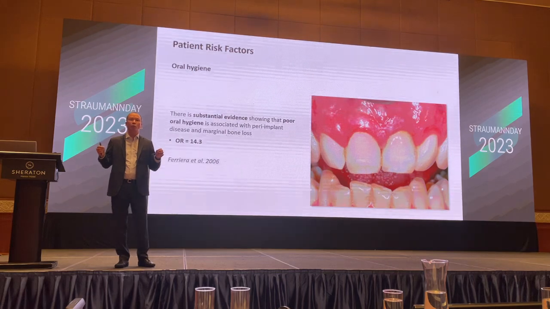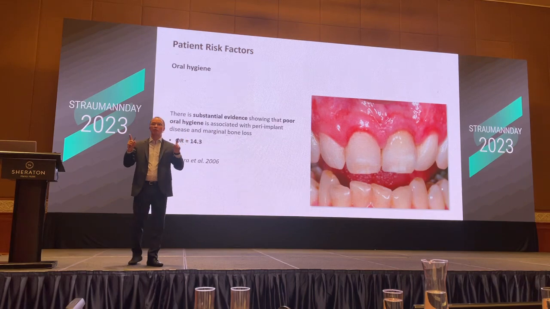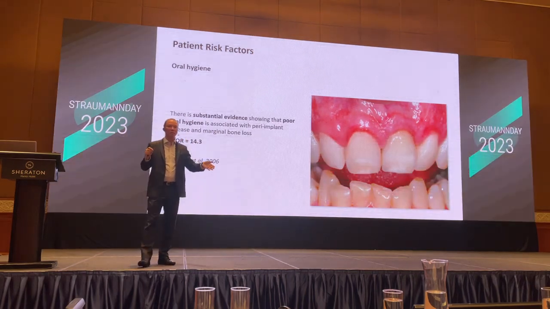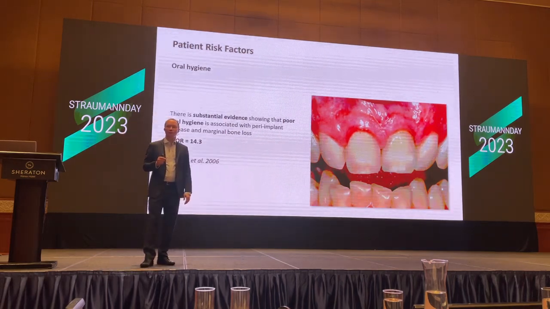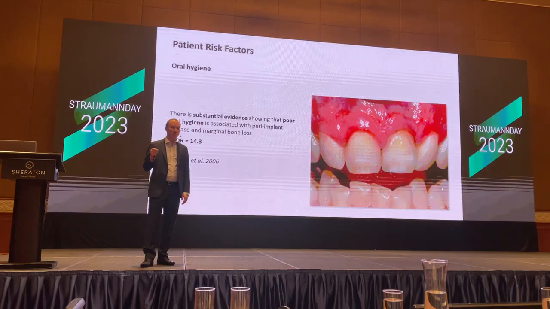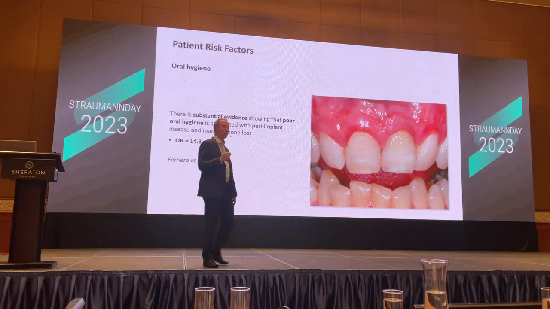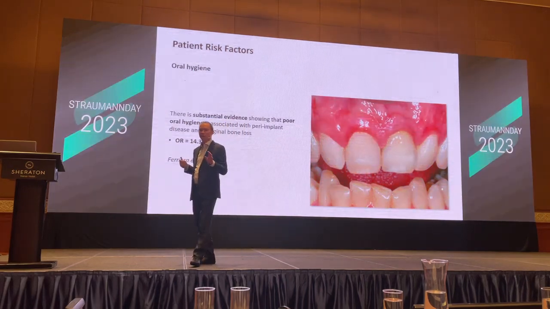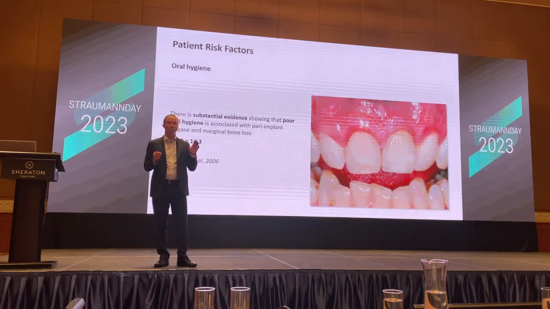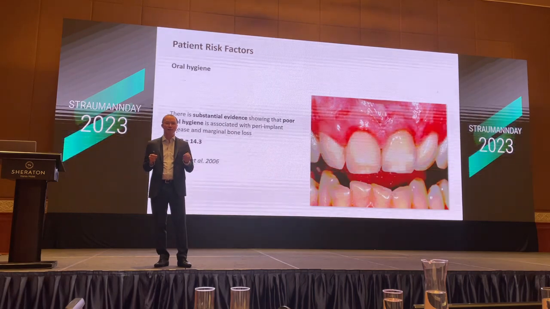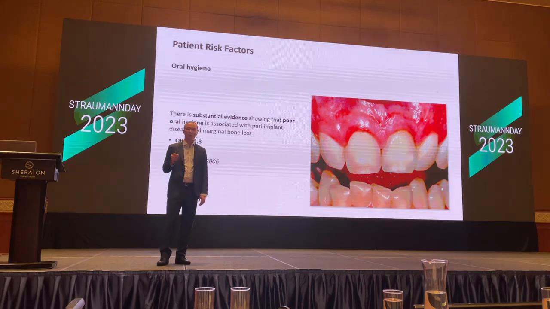And if the odds ratio is 1, it means they are equivalent, they have the same risk. If the odds ratio is 2, it means there's a 100% greater risk. You see here 14.3. That's 1,300% greater chance of developing peri-implantitis with poor oral hygiene. So I'll repeat that. Odds ratio of 14.3 means the odds are 1,330 times higher for someone who doesn't clean their teeth compared to someone who cleans their teeth. So the odds are very high.